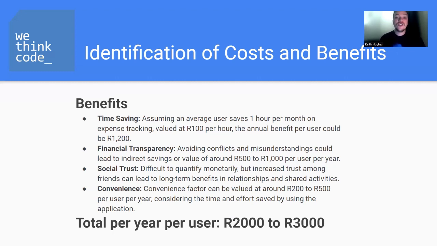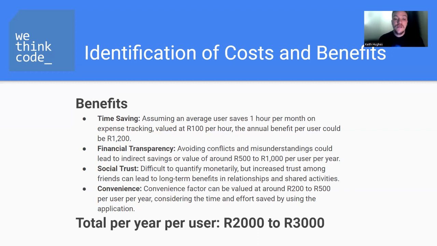And then financial transparency is another benefit. So because this app is basically a social expense tracking app, it would avoid conflicts and misunderstandings between friends and groups. There we've estimated an indirect savings of around 500 to 1,000 Rand per year per user.